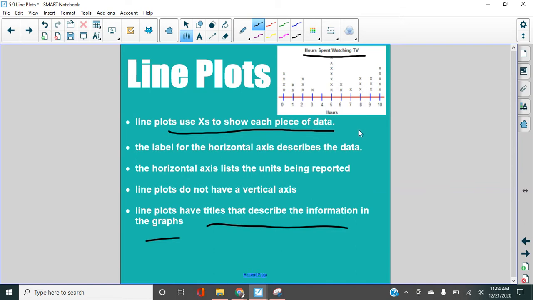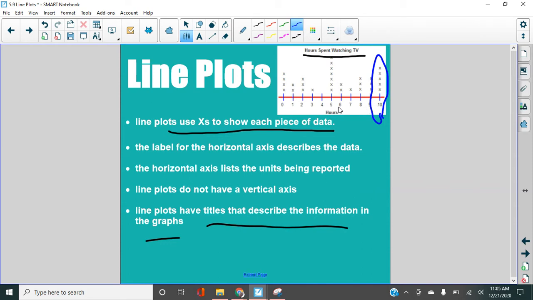Now a question that's often asked about line plots is, what was the most amount of TV watched? Think carefully about that question. Your first instinct is to look for the tallest bar. 5 has the most. But listen to the question again. Which was the most amount of TV watched? Well, 5 hours is a lot, but 10 hours is the most. This is also called the maximum. The most TV watched was 10 hours.